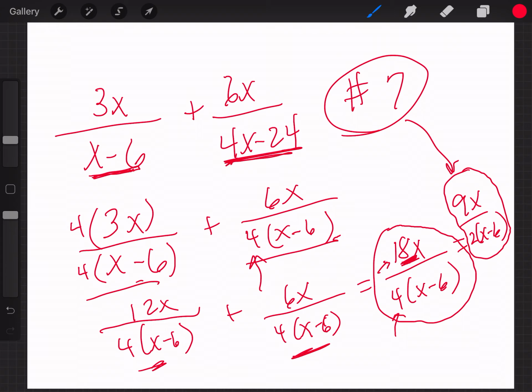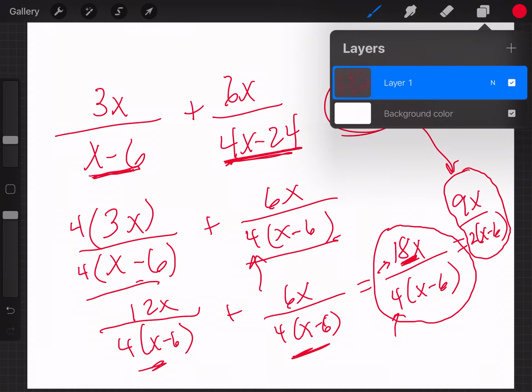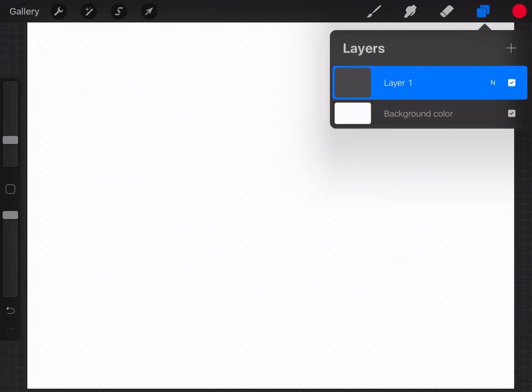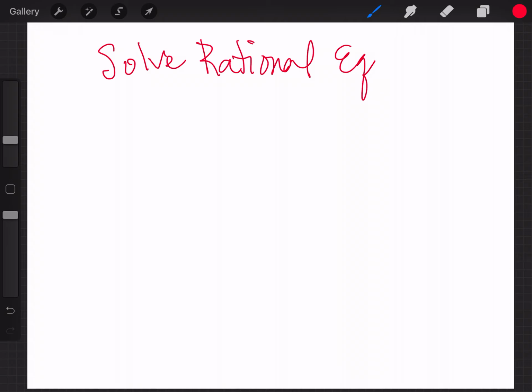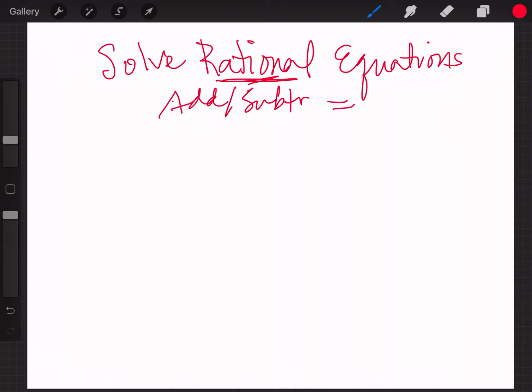Okay, now, as I'm changing over to go to what our real topic is for today, which is going to be solving rational equations. Okay. So we've still got that rational, we still got those fractions going on, and basically it's going to be adding and subtracting, but we're going to put an equals with it because it's equations.